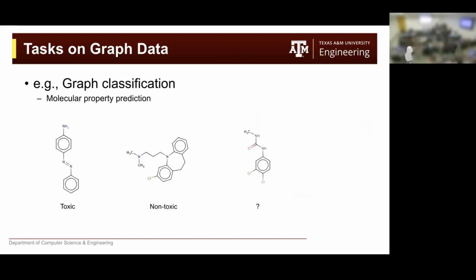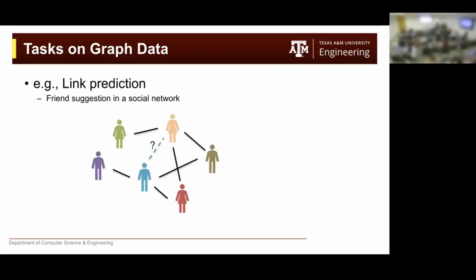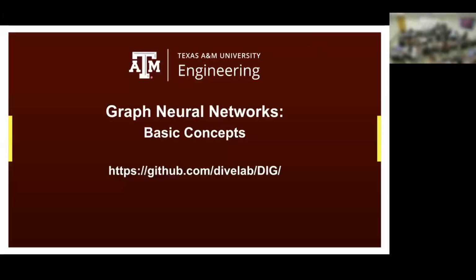A graph prediction problem is where you have, for example, a molecule like this, represented as a molecular graph, and you want to predict a property of this molecule. For example, whether this molecule is going to be toxic or not. And as mentioned, there is also a link prediction problem, where you try to predict if there will be a link between two of the nodes.